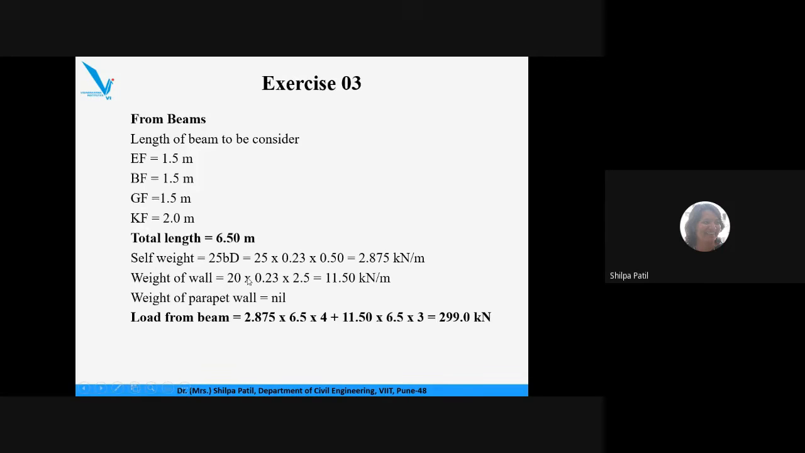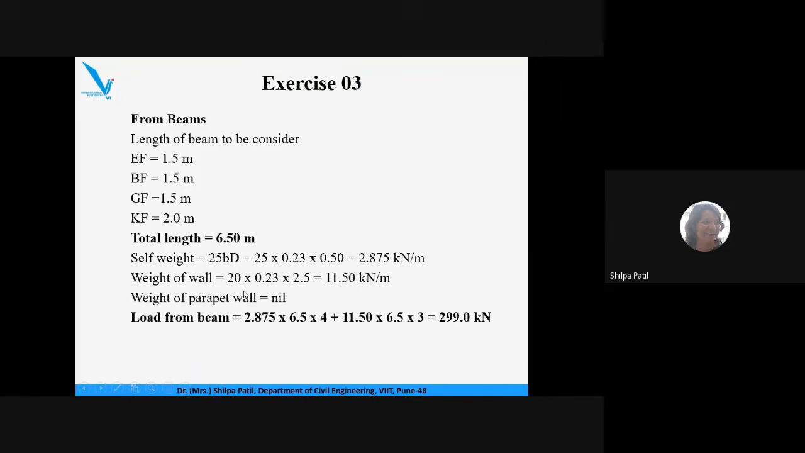Then weight of the wall. Now this is the unit weight of the material, that is the brick material. Then the thickness of the wall as 0.23 into the height. Now floor to floor height is already given as 3 meter, and our beam is having a depth of 0.5 meter. The wall will be constructed up to the bottom of the beam. So the height of the wall will be 3 minus 0.5, 2.5. Okay, so this is the height of the wall, 2.5. So we are getting the weight of the wall as 11.50.